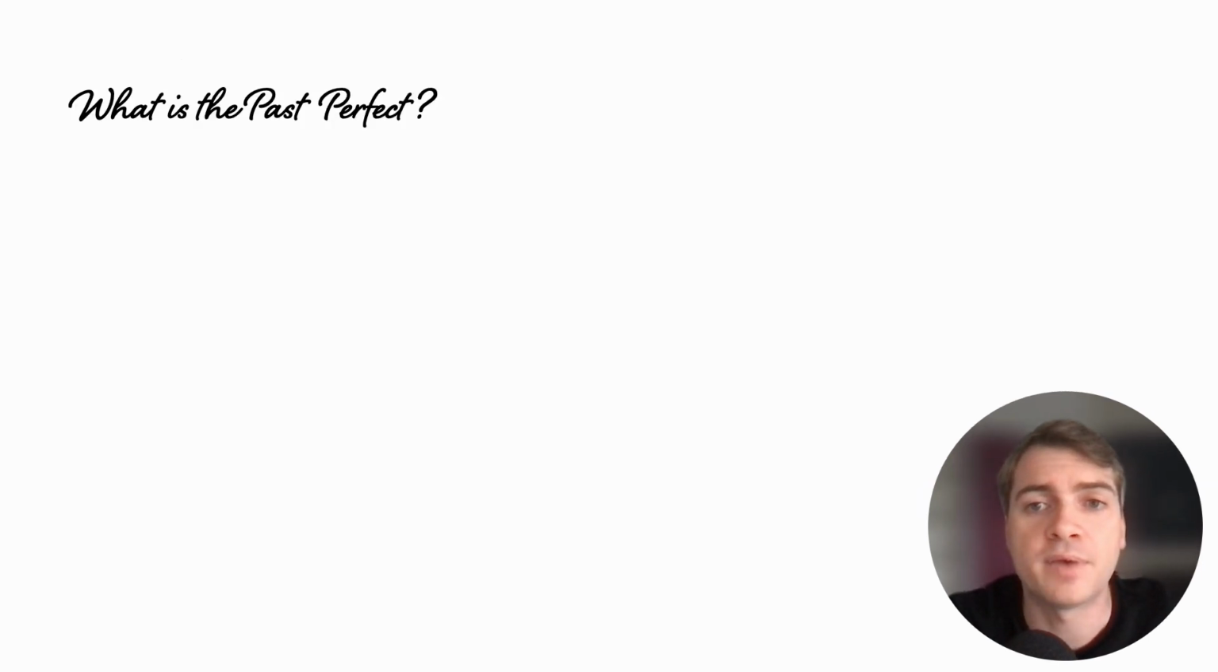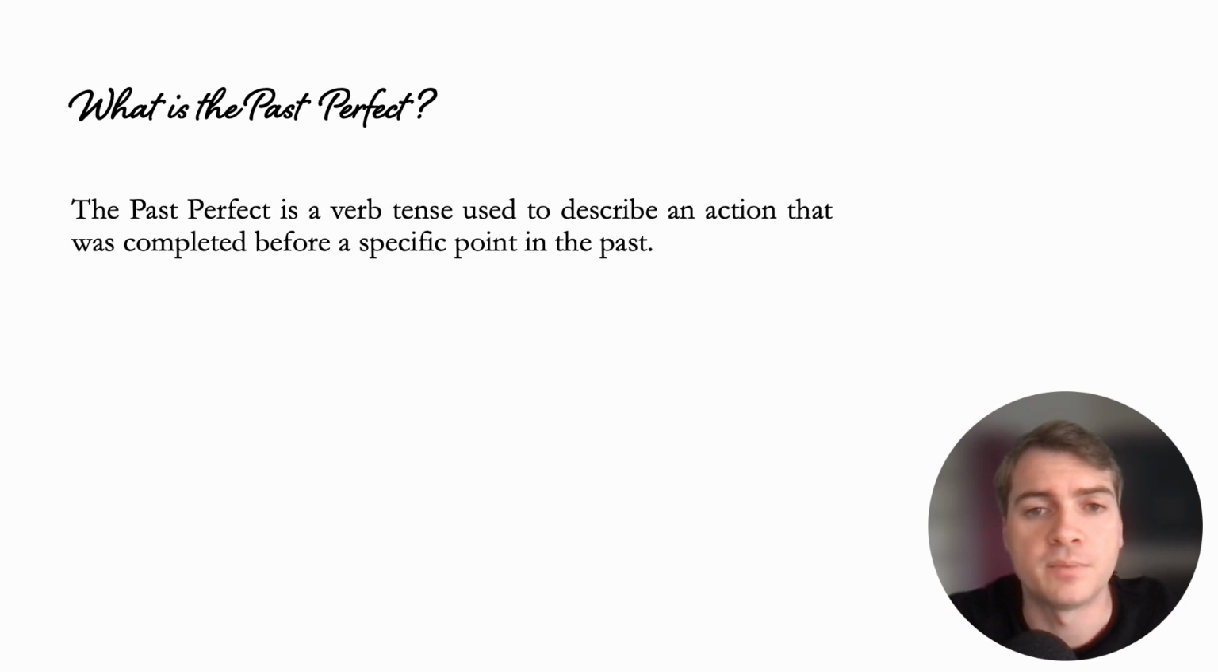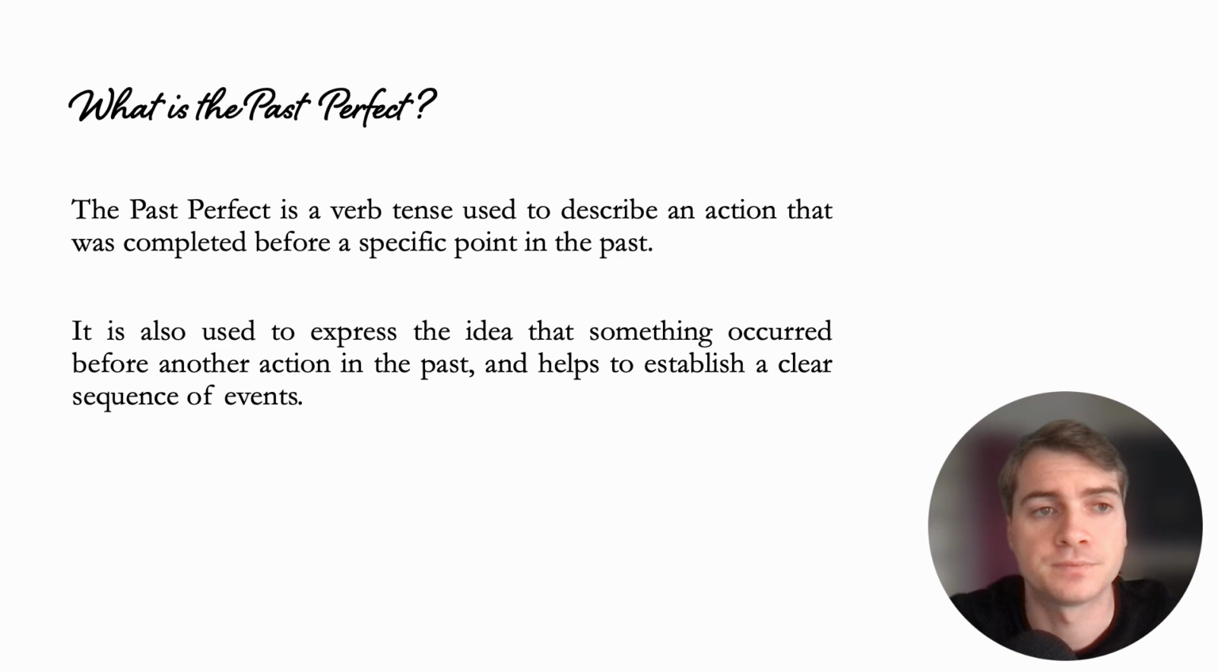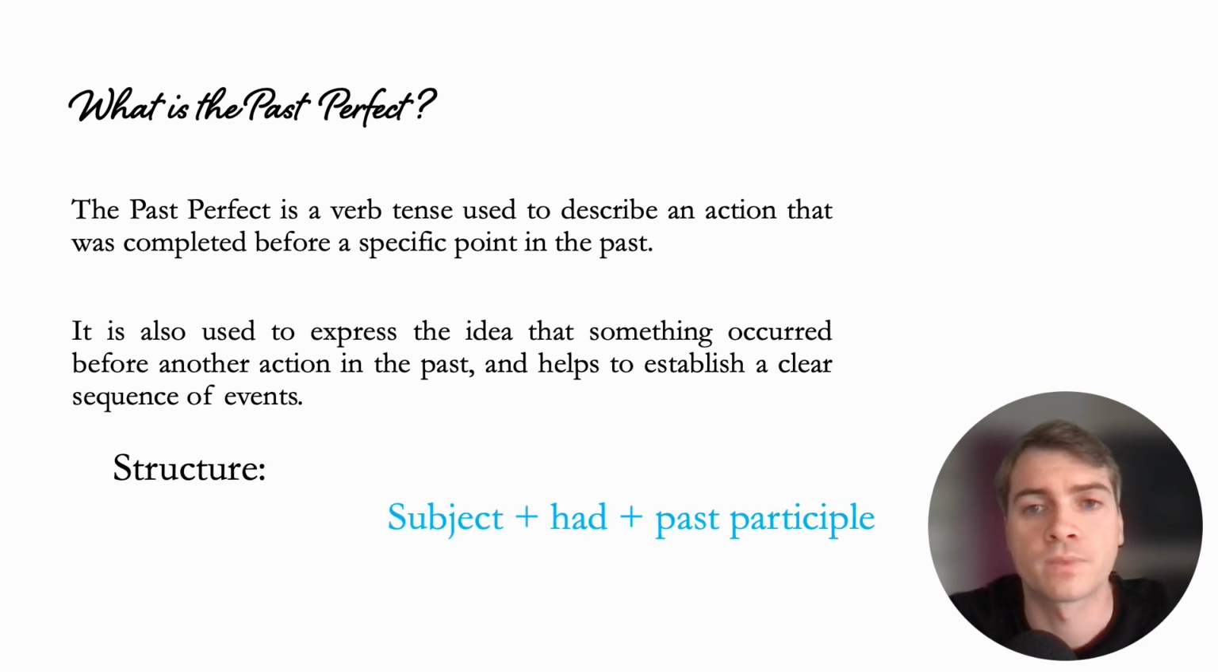So, what is the past perfect? The past perfect is a verb tense used to describe an action that was completed before a specific point or other action in the past. It's also used to express the idea that something occurred before another action in the past and helps to lay out a clear sequence of events.